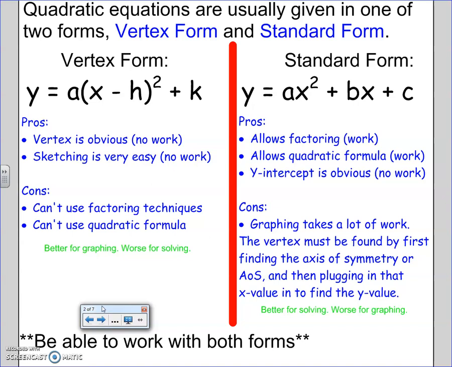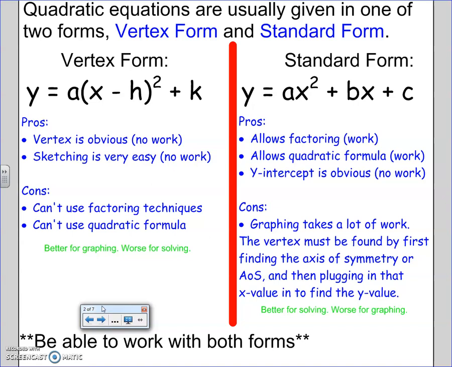Vertex form looks like this: y equals a parentheses x minus h squared plus k. The pros of that is the vertex is obvious, there's no work, you can just pull it out, and the vertex is (h, k). And then sketching is very easy, there's no work there either. The cons are you can't use factoring or quadratic formula, so you can't solve in vertex form. So it's better for graphing, but worse for solving.